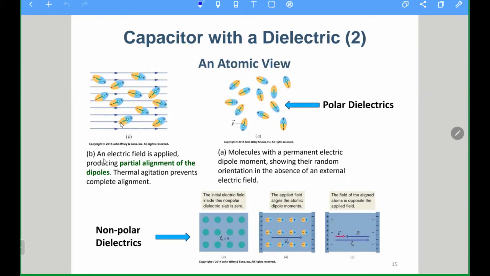Okay, so here we assume there is a uniform E field pointing to the right side, and then we place some dipole in this area. Usually the dipole will not be aligned, because they will just be swinging back and forth. It is hard to align all of them, because all of them will try to swing back and forth. So thermal agitation prevents complete alignment.